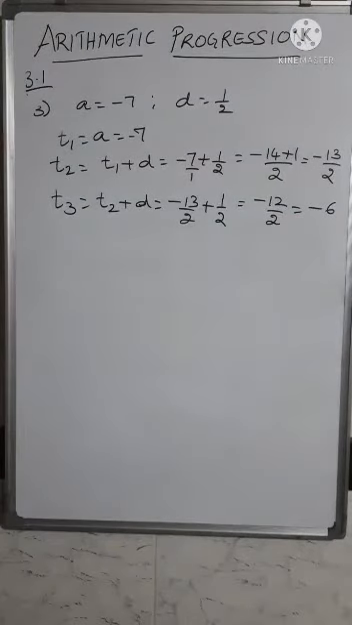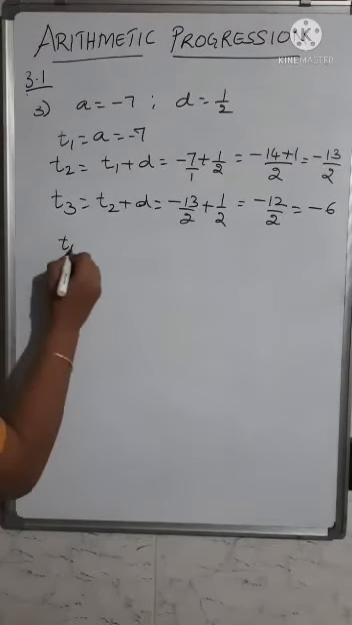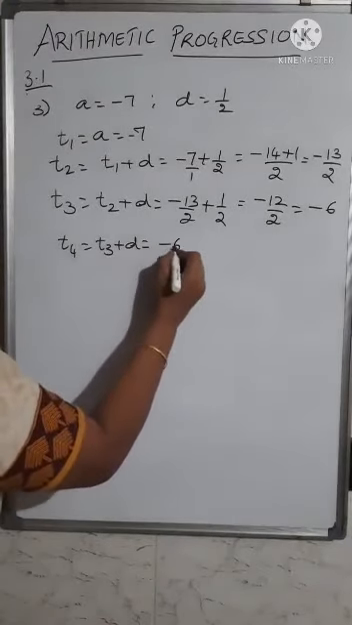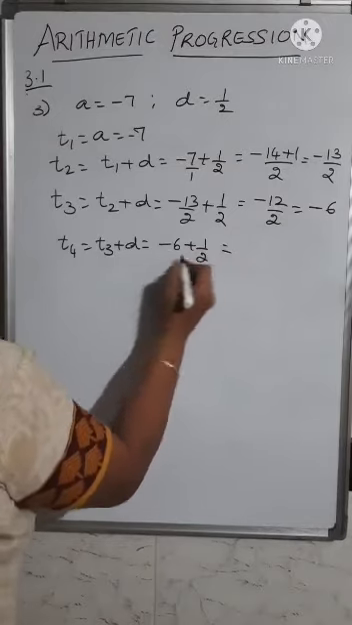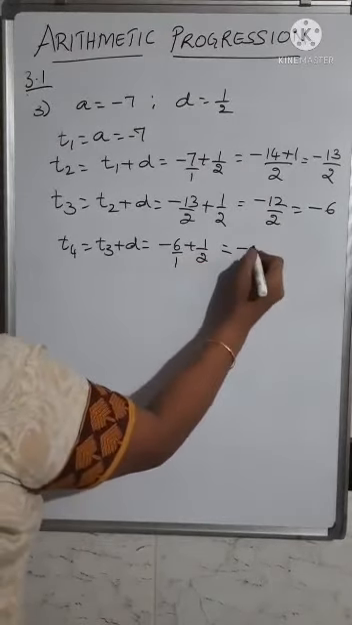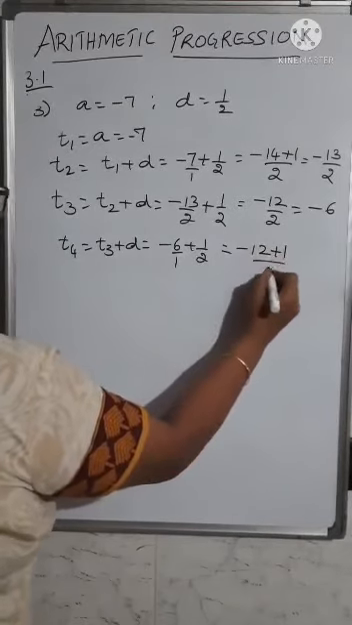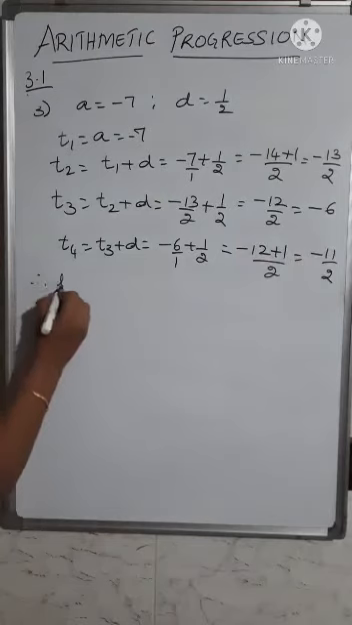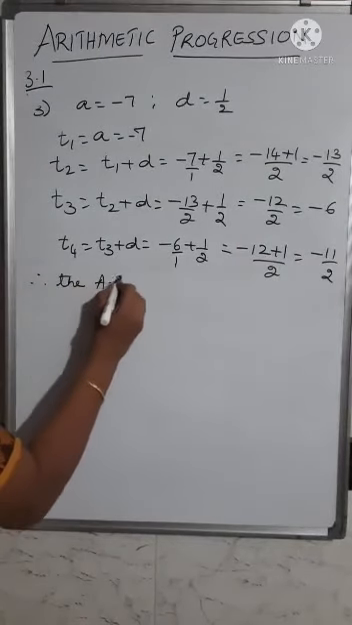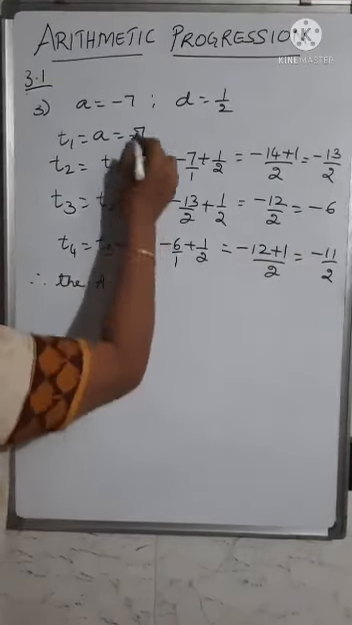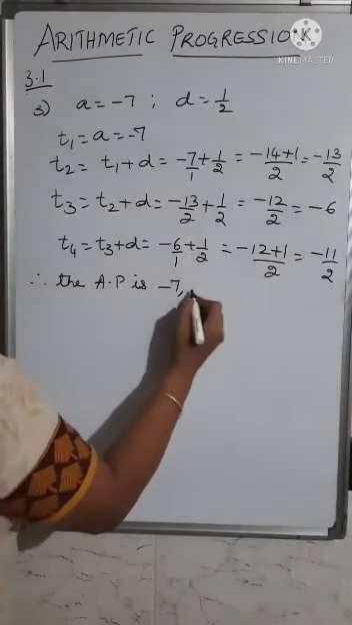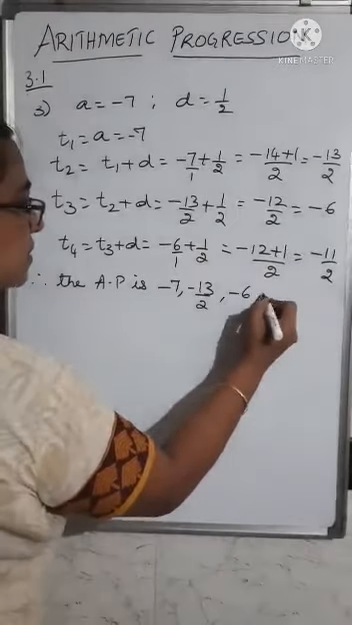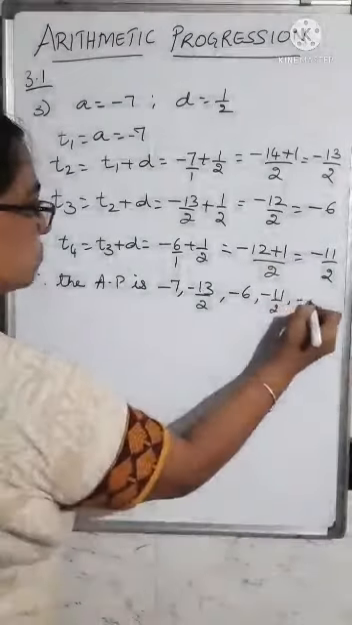Next you have got T4 is equal to T3 plus D. T3 is minus 6 plus 1 upon 2. Cross multiplying you will get minus 12 plus 1 upon 2, which is equal to minus 11 upon 2. Therefore the AP is: first term is minus 7, second term minus 13 upon 2, minus 6, minus 11 upon 2, then put 3 dots.